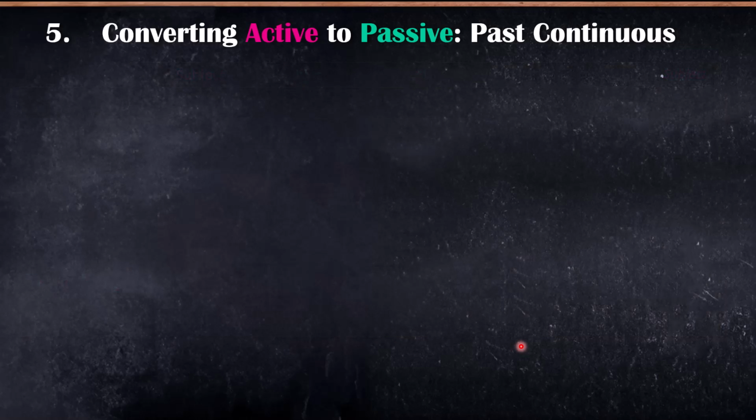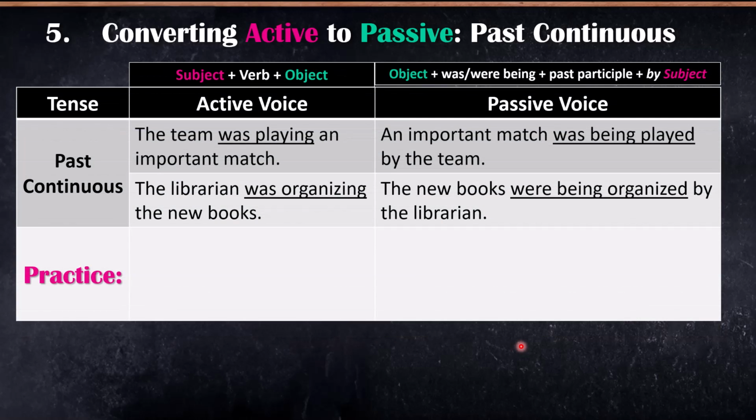Now let's do the past continuous, which is very similar to the present continuous. We have our object plus was or were being plus the past participle plus by subject. So the team was playing an important match. Converted to the passive, an important match was being played by the team.